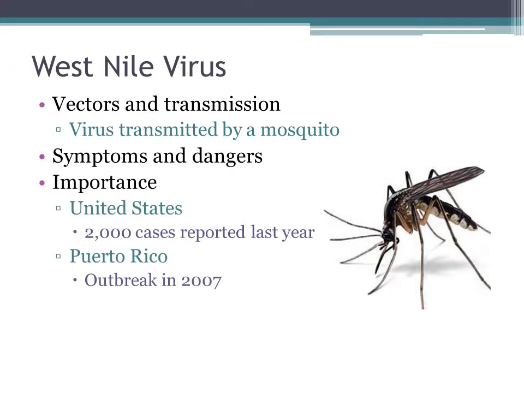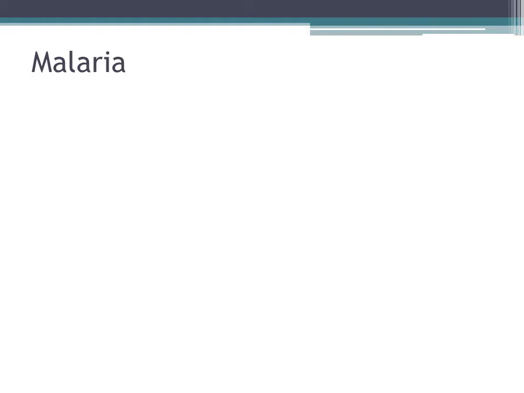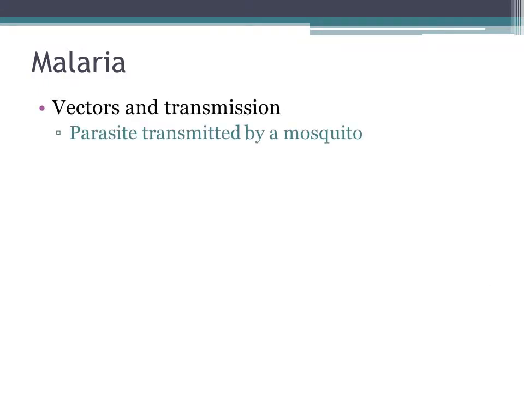About 2,000 cases of West Nile virus were reported in the United States last year. In Puerto Rico, there was an outbreak of this virus in 2007, which affected mostly chickens. Malaria is a disease caused by a parasite that is transmitted by a certain type of mosquito.